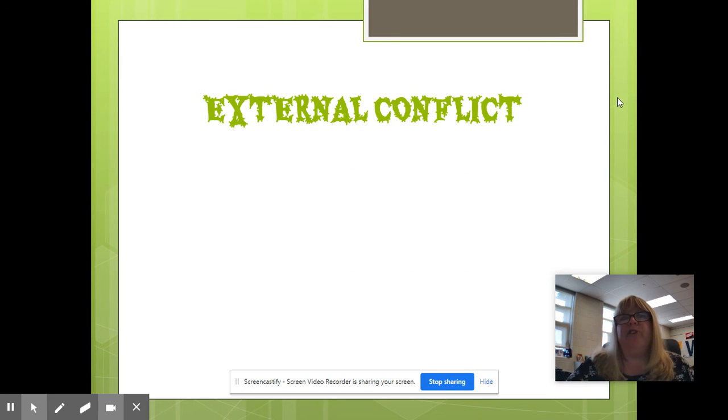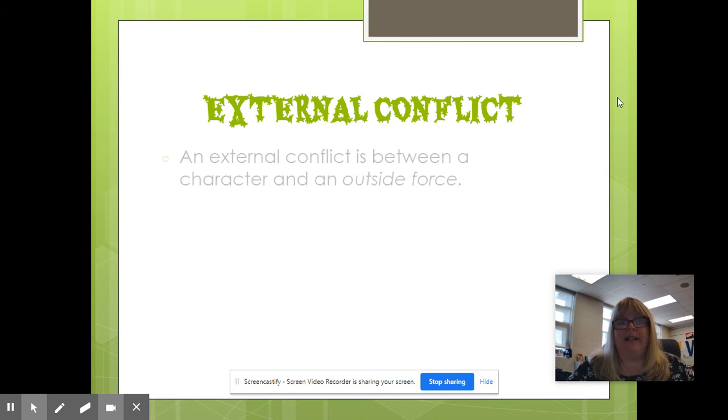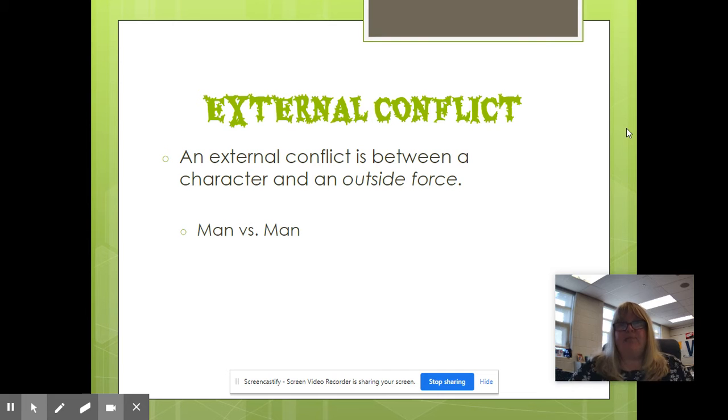Types of conflict we have. First, we have what's called external conflict. This is a conflict between a character and an outside force. Man versus man, man versus nature, man versus society. These are the three types of external conflicts.